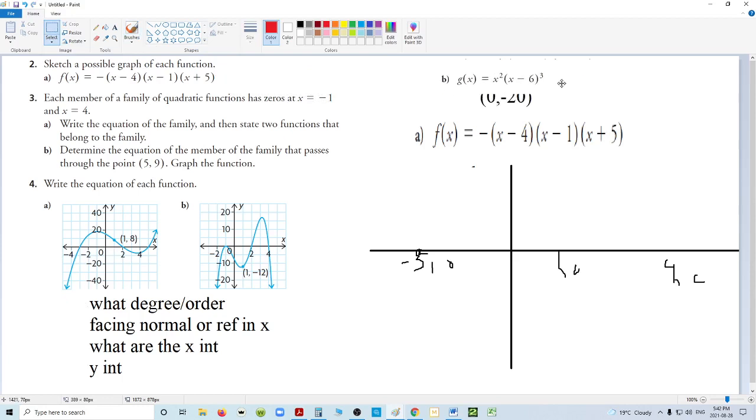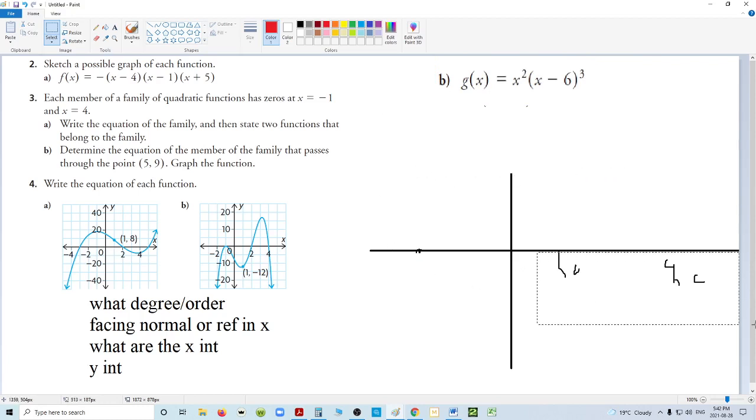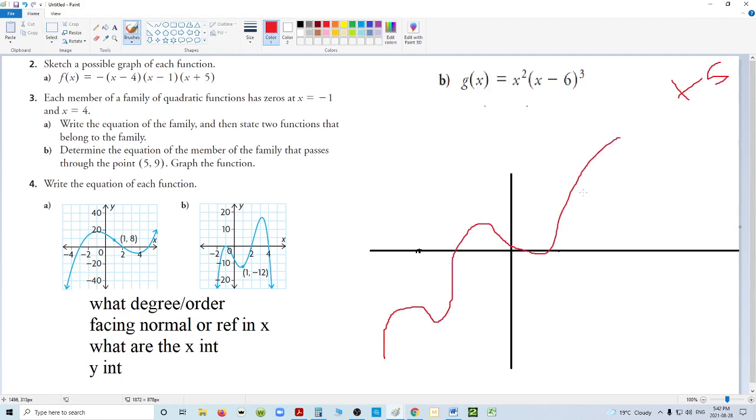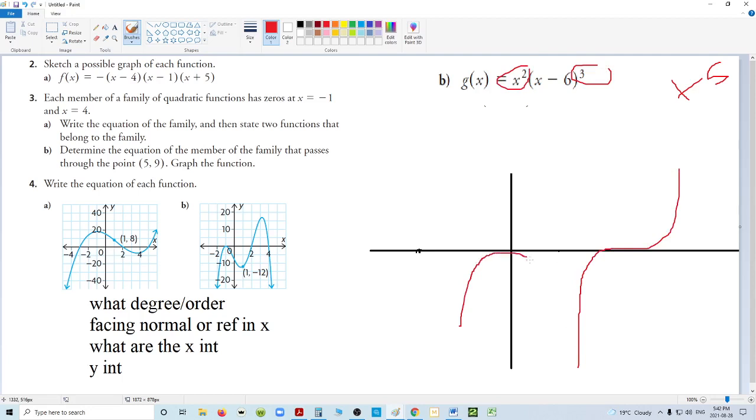Now notice, this one they make it a little bit trickier. And we're going to go through the same steps again. What degree is it? Well, I've got an x to the squared, and I've got an x to the cubed, so it's going to be x to the 5. And most x to the 5 start down here, and they do up to 4 turning points, and up to 5 x-intercepts. Except this one has a cube here, so it's going to do a slide, and this one has a square here, so it's going to do a bounce back.